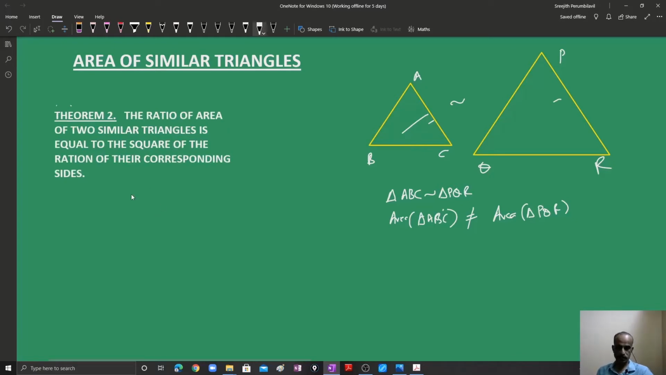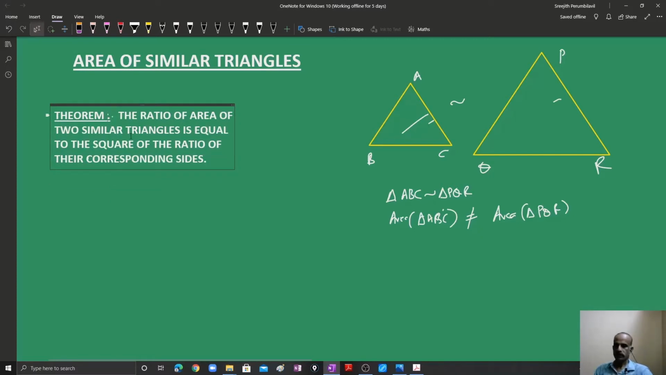Theorem 2. Why did I say theorem 2? In the reader it's not numbered theorem 2; theorem 2 means the second theorem to be learned. That's why it doesn't matter if you remove that 2. What is that? The ratio of the areas of two similar triangles is equal to the square of the ratio of their corresponding sides.